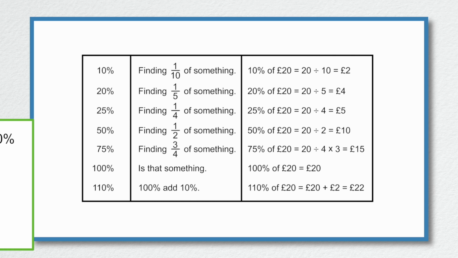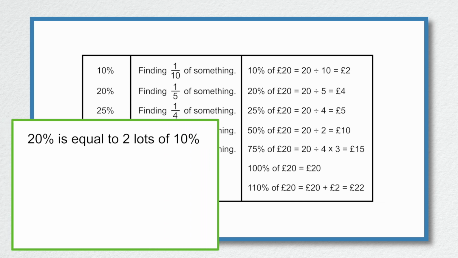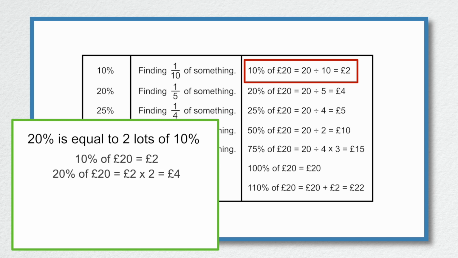We can also think of 20% as 2 lots of 10%. If you find 10% of something, so for example, here we found 10% of £20, which is equal to £2. And as we know that 10% is £2, 20% must be 2 lots of £2, which is £4. And if we wanted to find 30% of something, we want 3 lots of 10%. So that's 3 lots of £2, which is equal to £6.